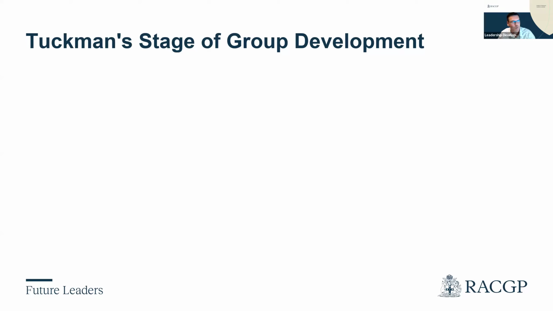So the forming stage is definitely polite, very focused on being cautious. There might be levels of excitement or anxiety, and everyone's kind of uncertain about the pecking order and the roles that people will have within the group. Then we get to the storming phase. So, someone else have a go at what storming might be?